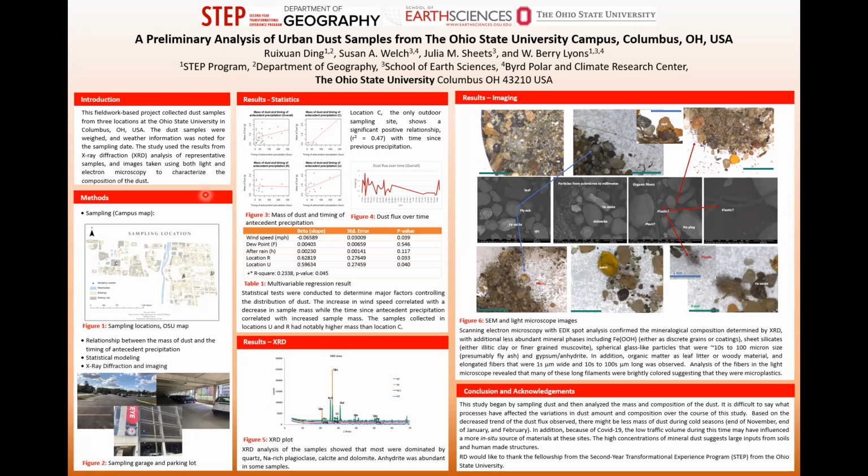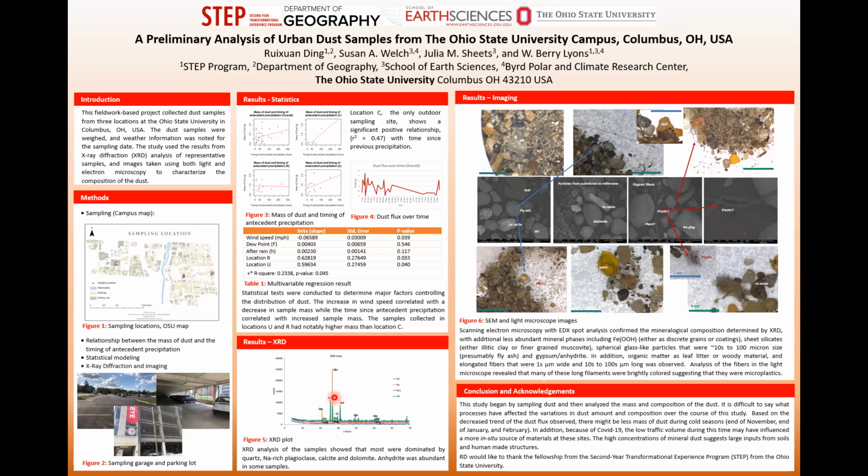We found that in general, the mass of dust was negatively correlated with wind speed, and we saw a positive relationship at one site between the mass of dust and the timing of antecedent rainfall. Several of the larger samples were analyzed by X-ray diffraction to determine mineralogy, and we found that the samples were predominantly dominated by quartz and feldspars and dolomite and calcite, which was expected based on the local lithology.